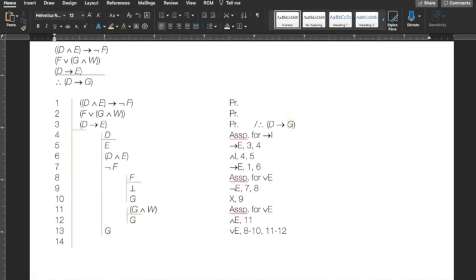So now we can add if D, then G to our tree. That follows from conditional introduction, and we cite this whole subproof, lines 4 to 13, and we're done. We've completed our proof using the strategy we had in mind.